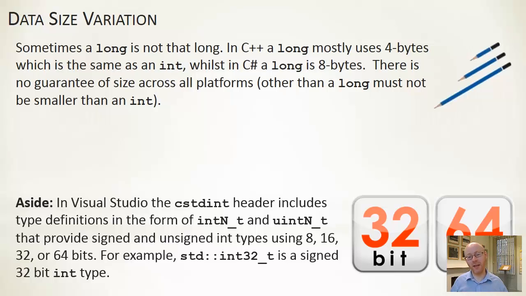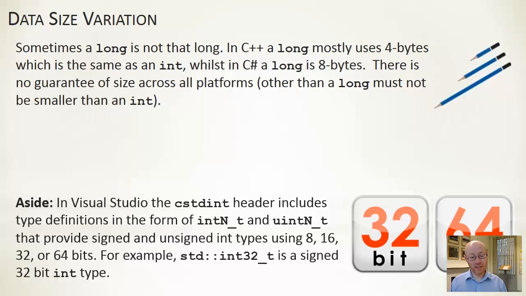is that a long must not be smaller than an int, and in turn, an int must not be smaller than a short, and a short must not be smaller than a char. So it doesn't let you go smaller, but it doesn't necessarily guarantee that it is bigger. It's not entirely satisfactory. There are some common-ish ways of getting around this.